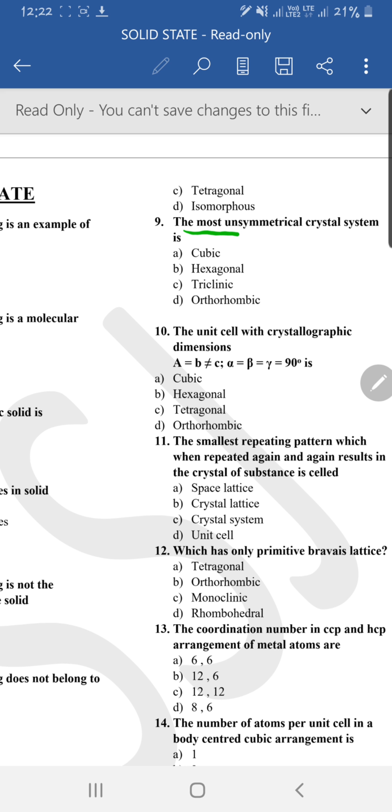Next question, the most unsymmetrical crystal system. As I told you to mark in the concept, the most unsymmetrical is where all angles are not equal and all sides are not equal. In cubic, all are equal. Tetragonal, that is not there.